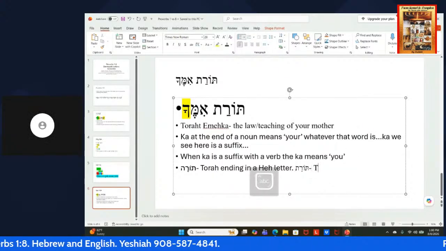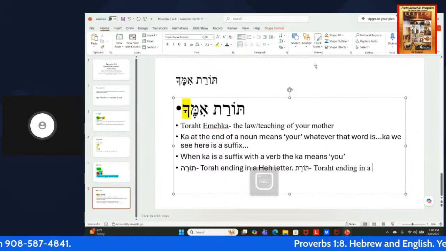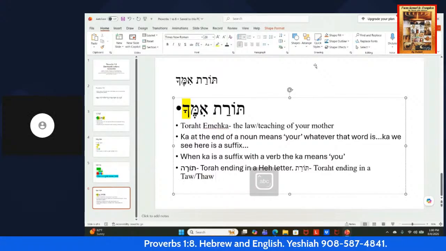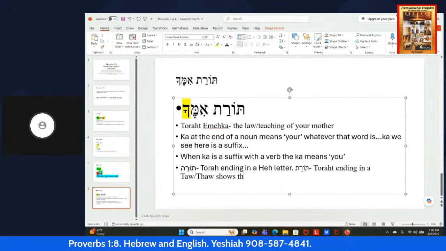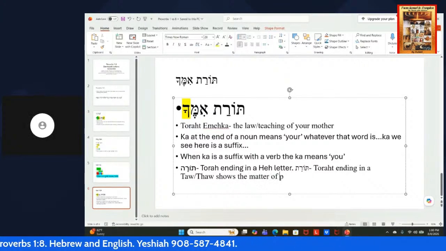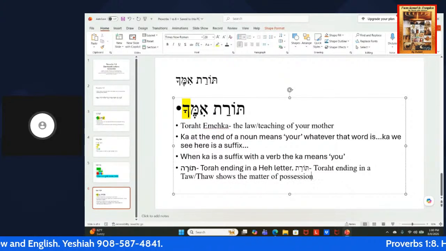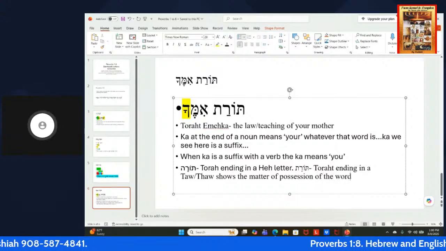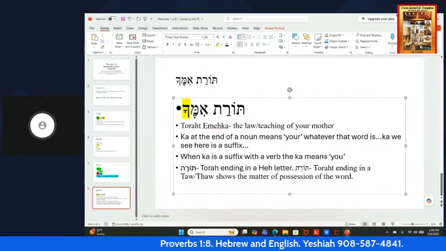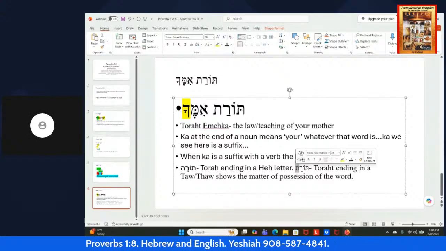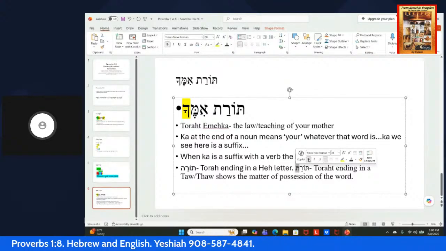Torat, ending in a tau, said by some as thou, shows the matter of possession of the word. All right. Now, this letter that we see right here, that we're going to show bold, not bold, bold, not bold.